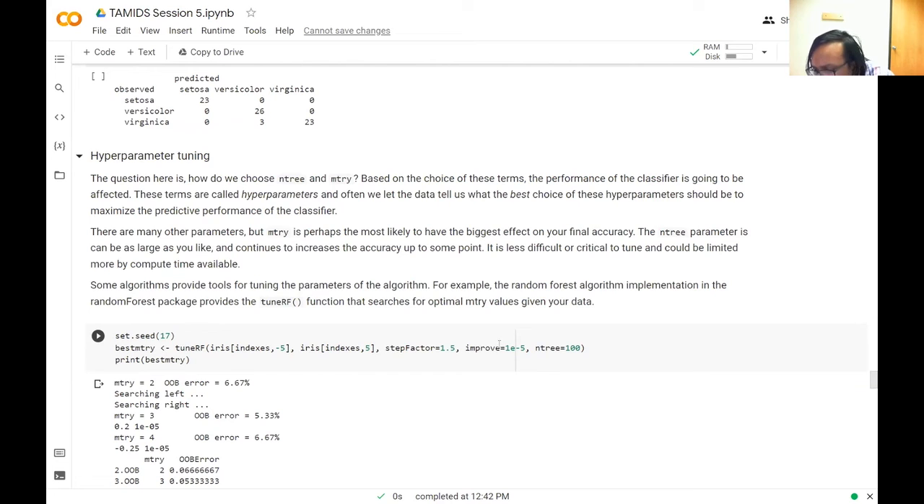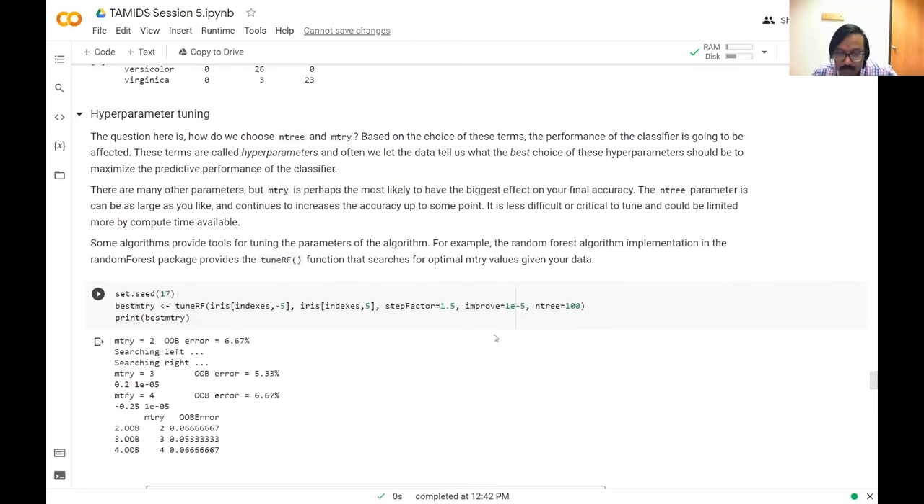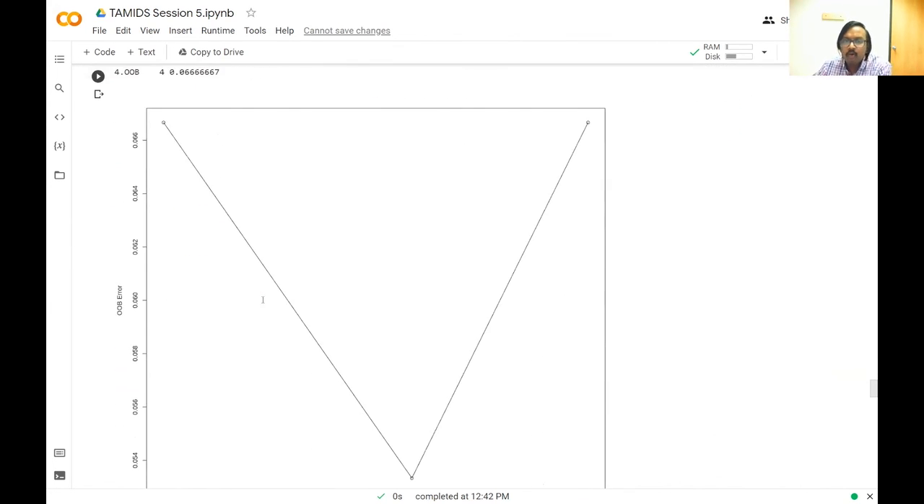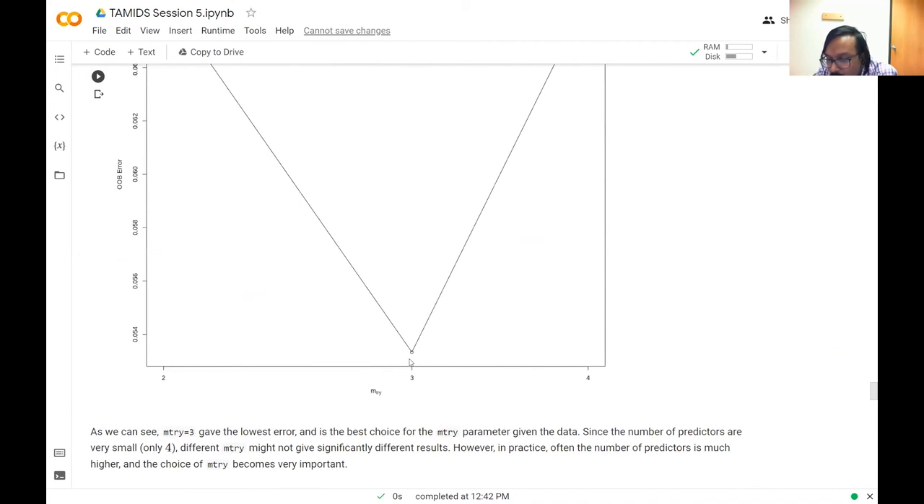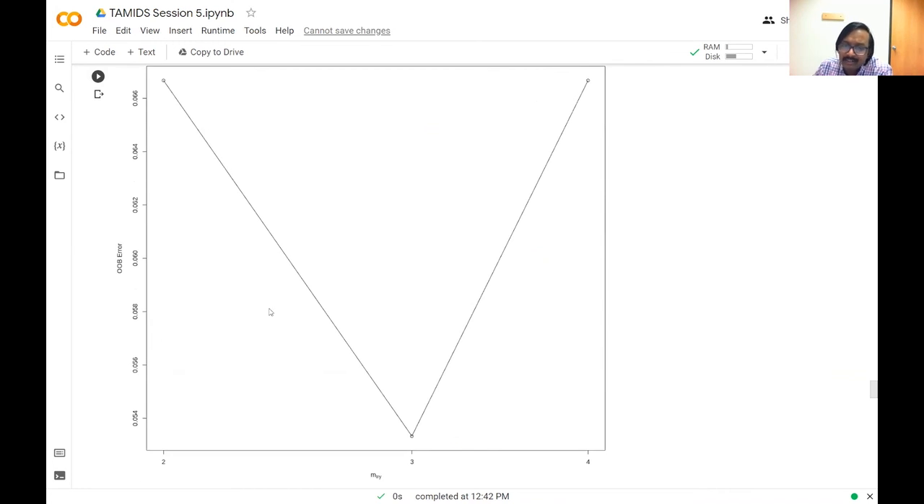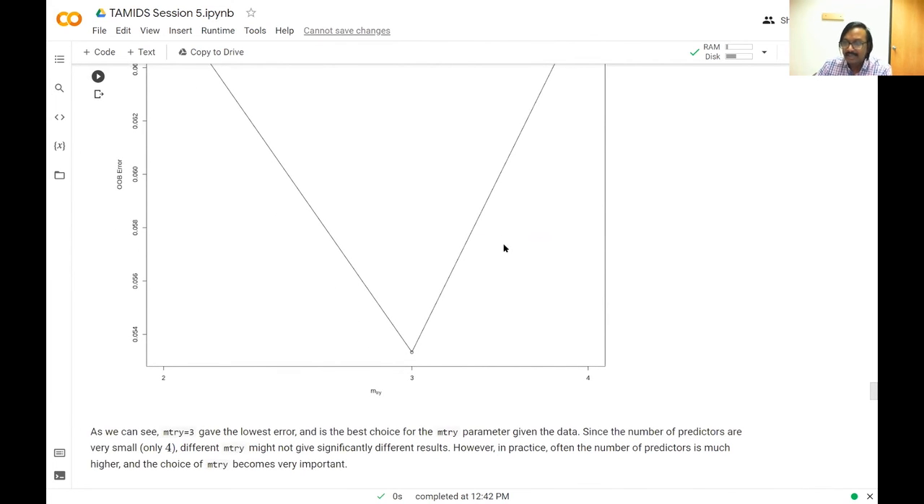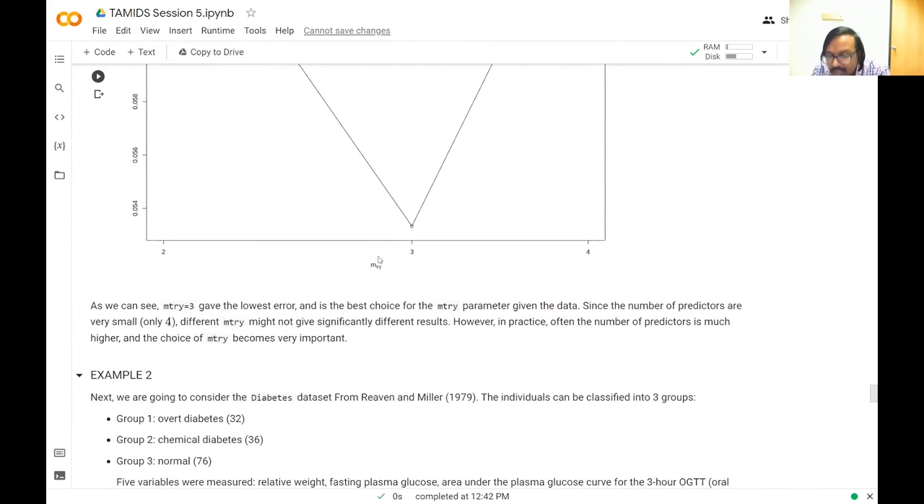The improve parameter controls that if the error is not improved by at least 1e-5, then the search ends. So as you move from say 2 to 3 to 4, if the improvement is not good anymore, then the algorithm stops. If we plot the OOB error for the different mtry values, we can see that the best value was at 3. But the OOB errors for the different values are pretty similar to each other. Just to remind you, this is a simple data set. In other cases, the choice of mtry becomes very important. So we can redo the problem with mtry equal to 3 to get the most reliable results.